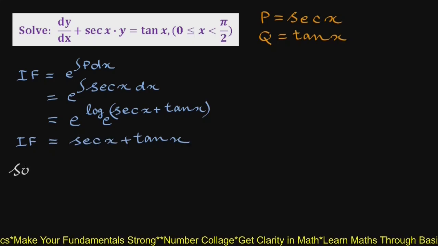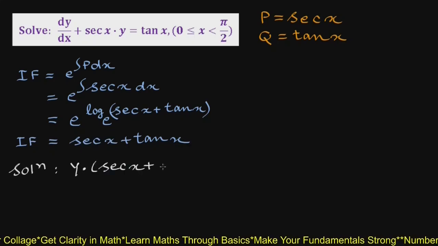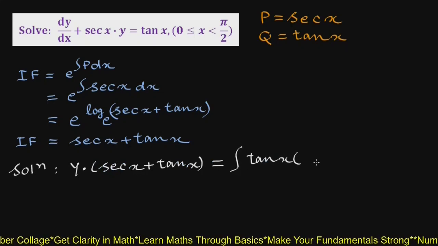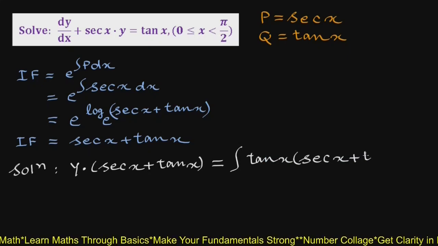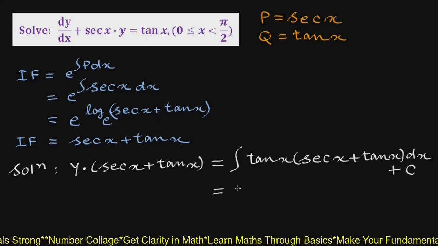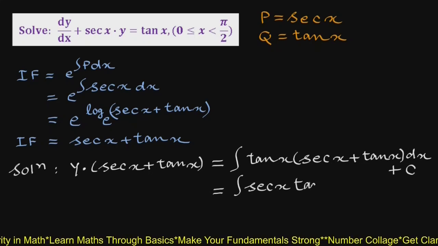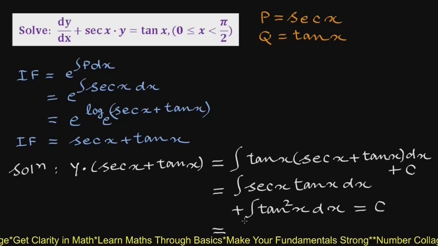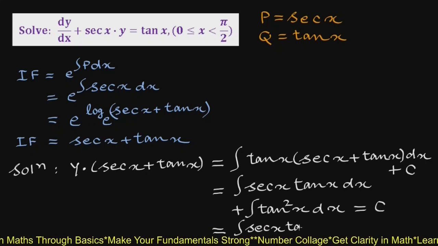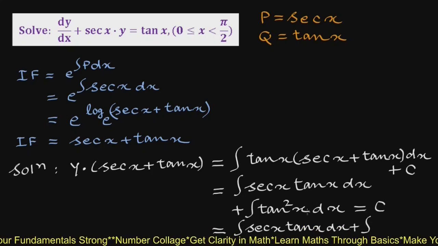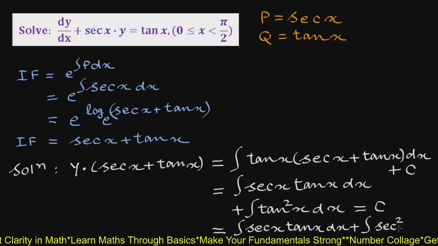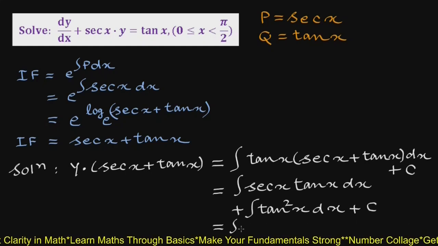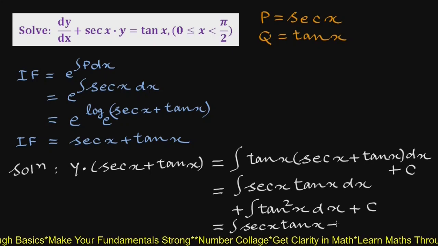Now solution will be y into integrating factor sec x plus tan x equals integral q, which is tan x, into integrating factor sec x plus tan x dx plus c, which is integral sec x tan x dx plus integral tan square x dx plus c. In place of tan square x, we can write sec square x minus 1 dx plus c, which is integral sec x tan x plus integral.